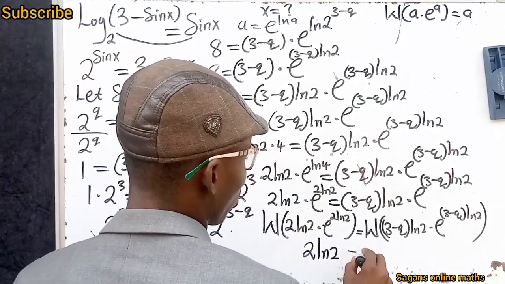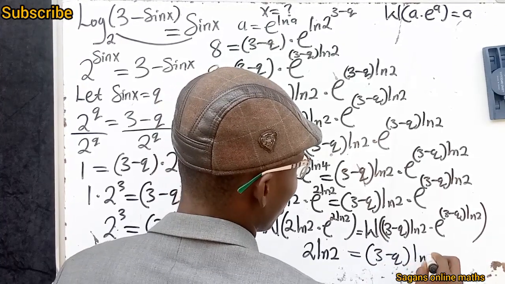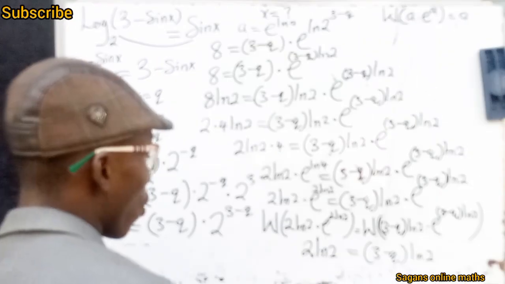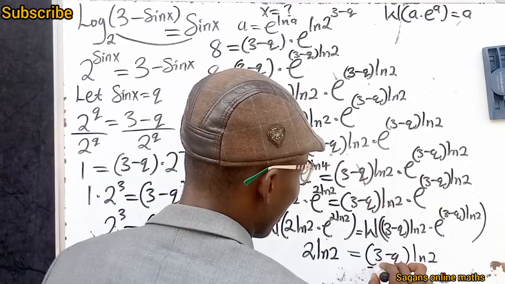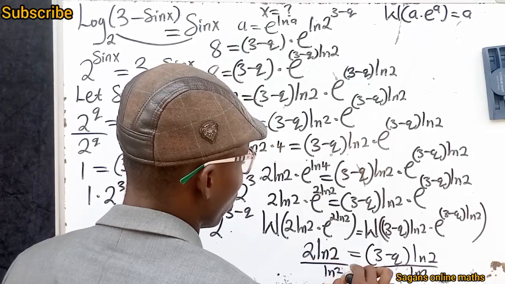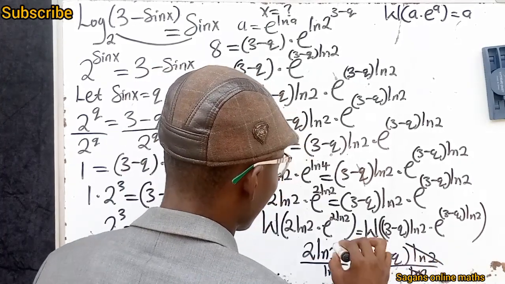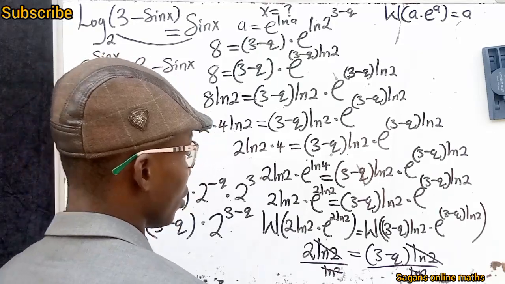Now all this will just give us (3 − q) ln 2. Wow, this is amazing. Now let's divide both sides by ln 2. If we divide this by ln 2, and also divide here by ln 2, now this ln 2 will cancel out this, and also cancel out this. That's amazing. So let's see what we will be left with.